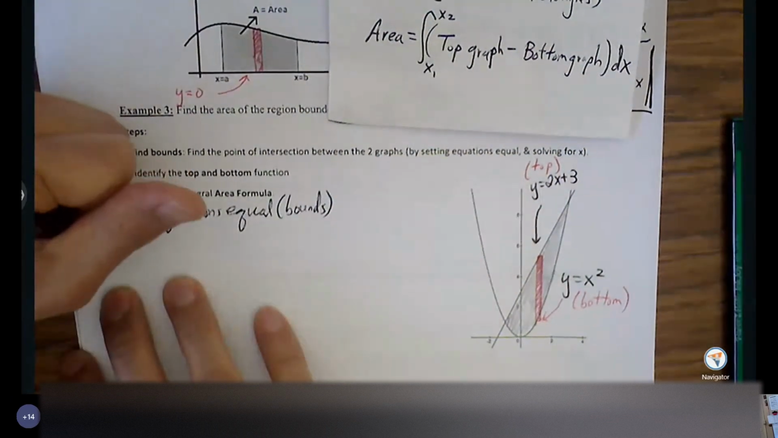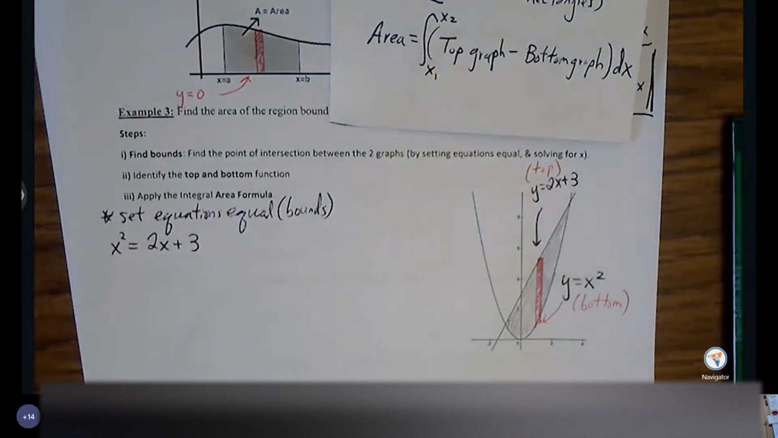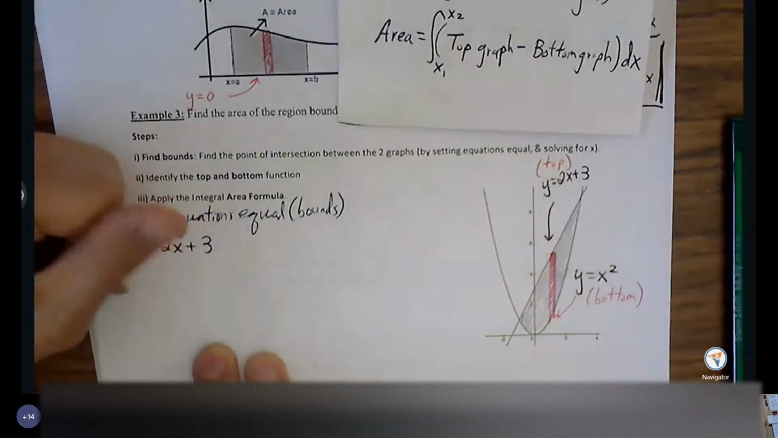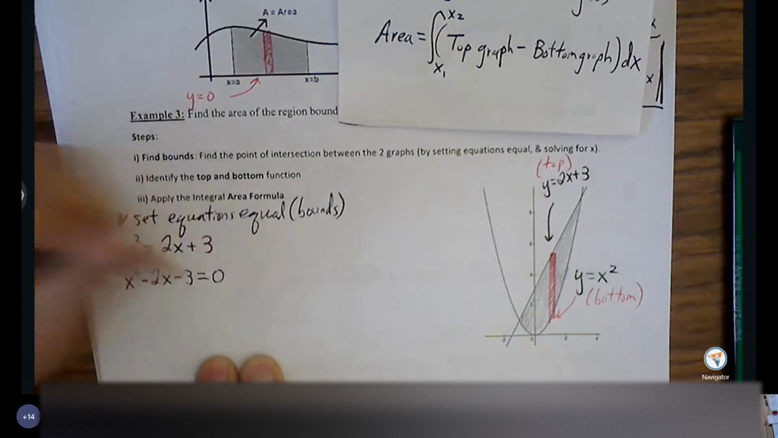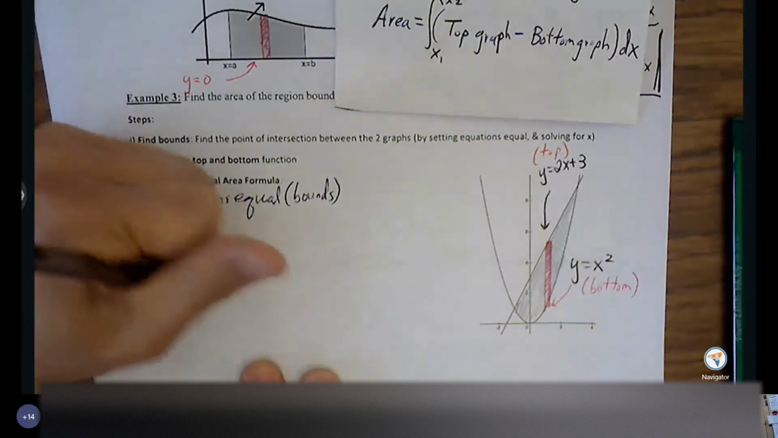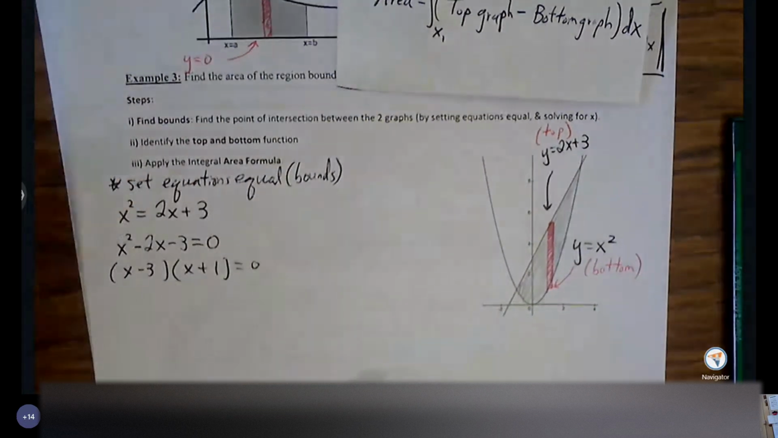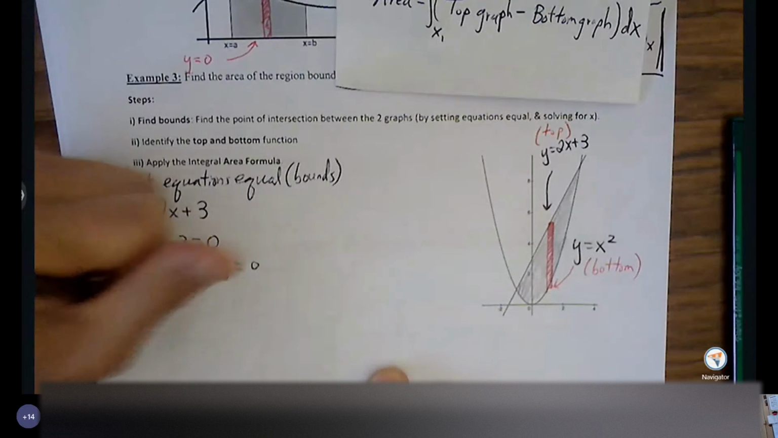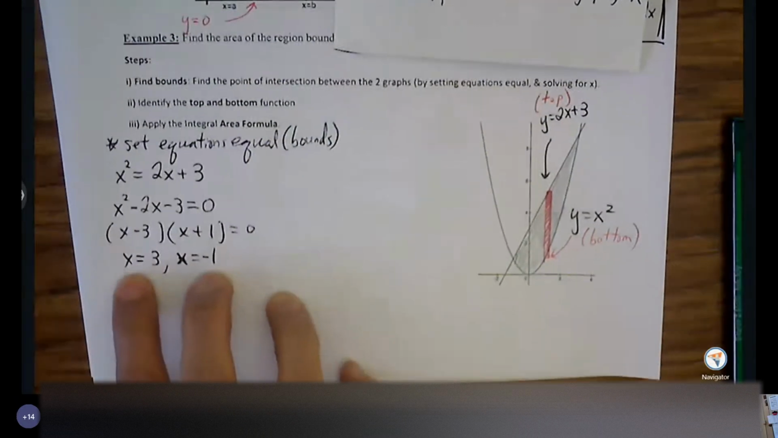Okay, so x squared is equal to 2x plus 3. We'll bring everything over to one side and set it equal to 0, so that we can factor and solve for x. Okay, so we ask ourselves what multiplies to be -3 and adds up to be -2. (x - 3)(x + 1). Good. Solve for x. 3 and -1. Okay, so these are the exact values that we need for our bounds.